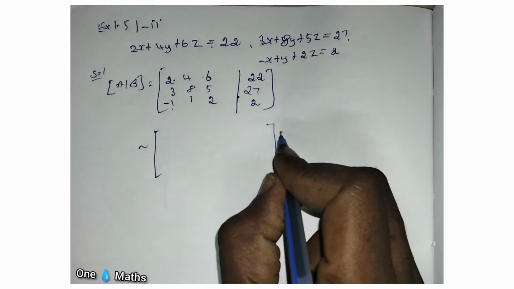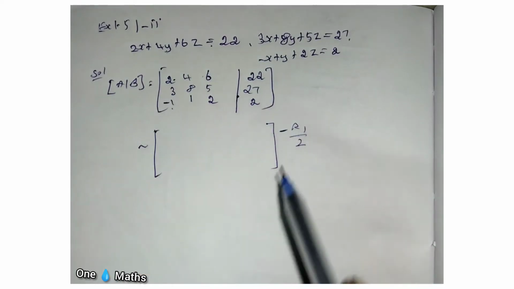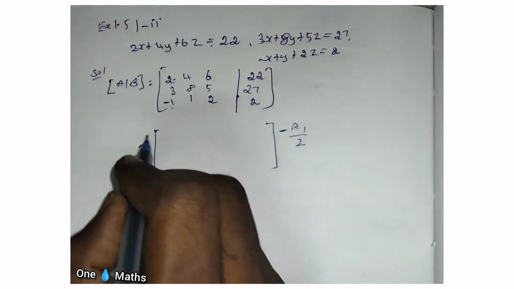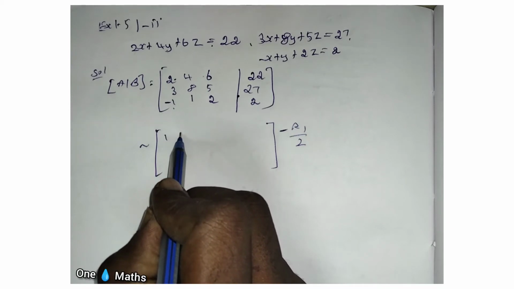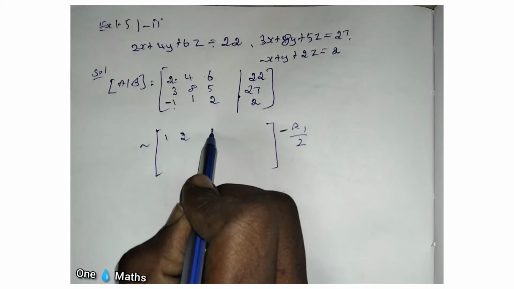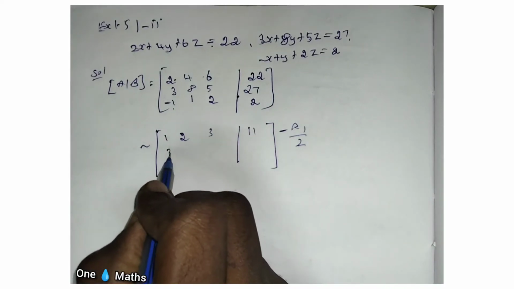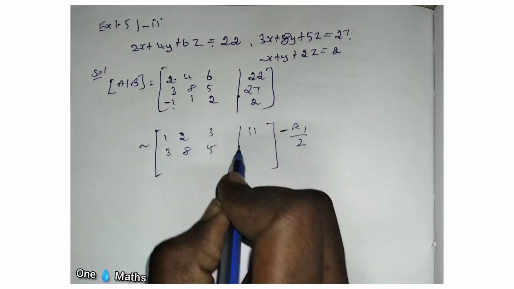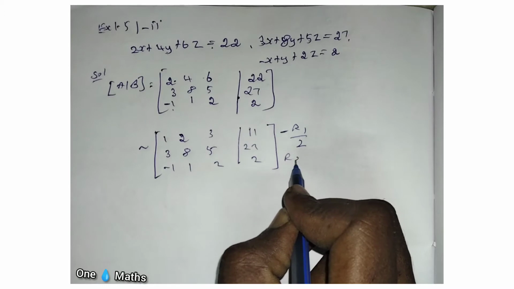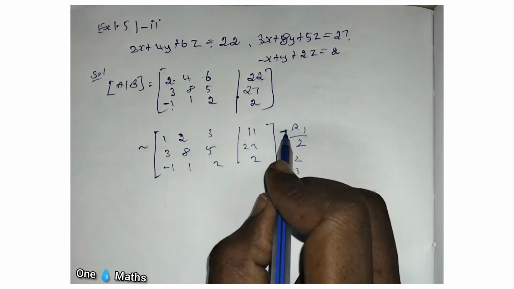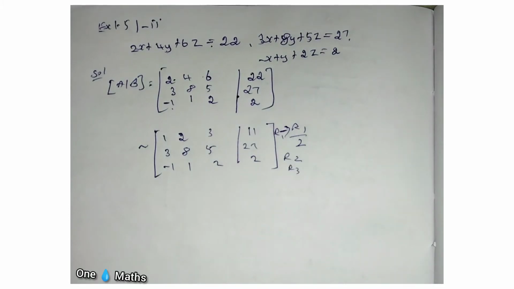But in R1, here I am going to take R1 divided by 2, because 2 divided by 2 gives 1. So R1 divided by 2. What will come here? 1, and 2 2s are 4, so 4 divided by 2, 2 will come. 3 2s are 6, and 11 times. And the remaining R2, R3 have no change: 3, 8, 5, 27, minus 1, 1, 2, 2. So you can write here R2 and R3 are no change, only R1 divided by 2.